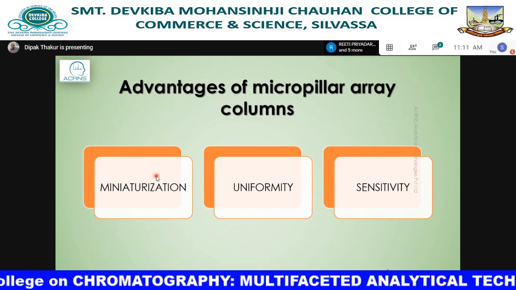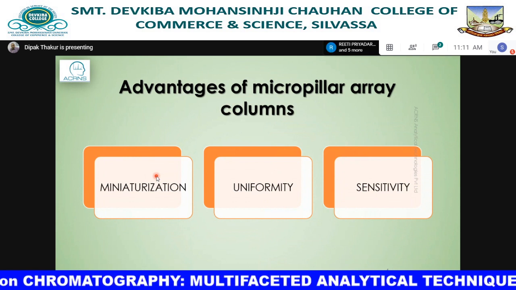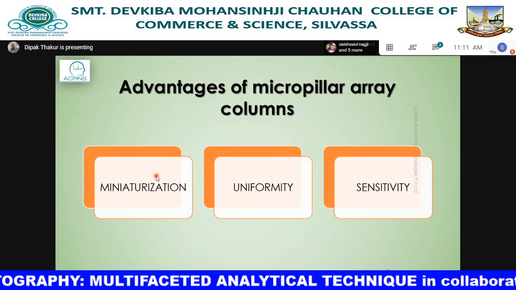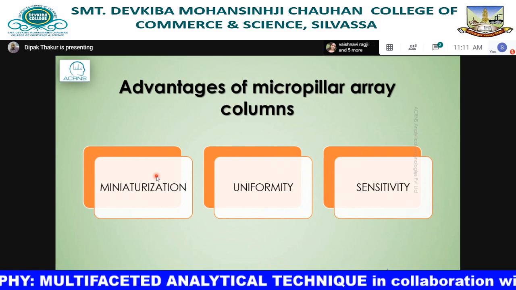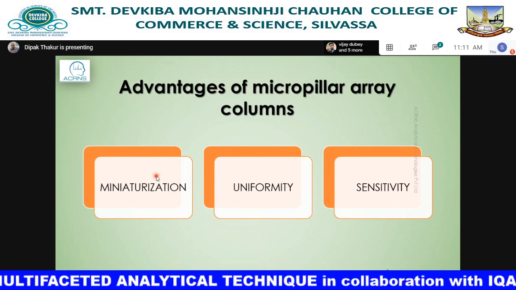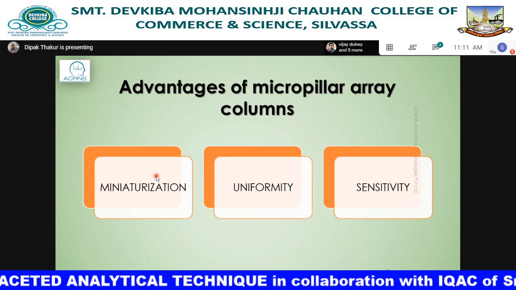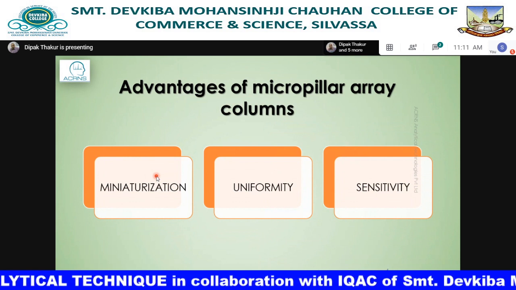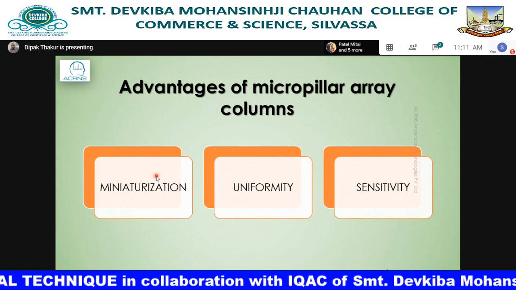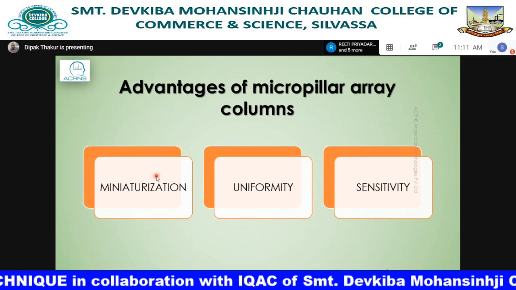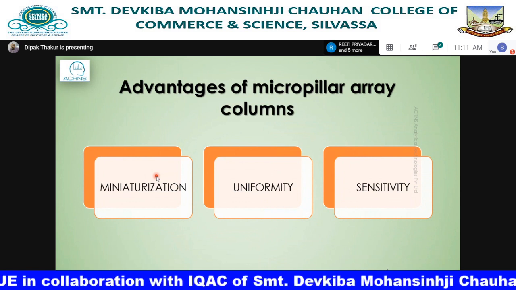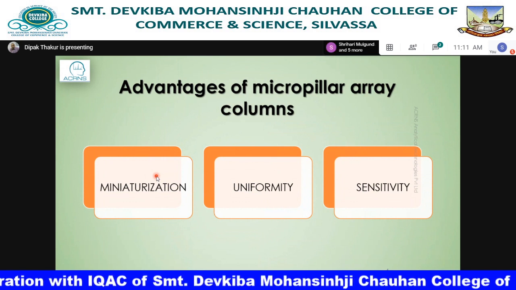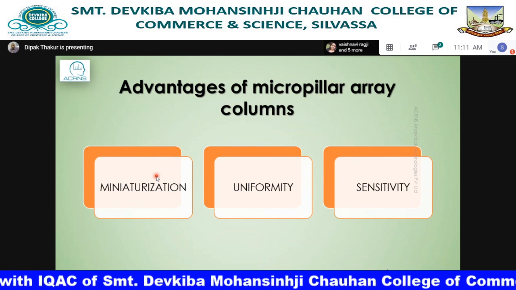Second thing is, because the pillars were generated using a very reproducible procedure, there is a uniformity in the whole column construction, and that helps in giving you a consistent performance. What do I mean by consistent performance? The retention times are consistent, the peak shapes are consistent, and that helps in comparing different samples. That helps in comparing results developed yesterday with the results developed today. So this helps in better comparison and sensitivity, because these columns function better at lower flow rates.